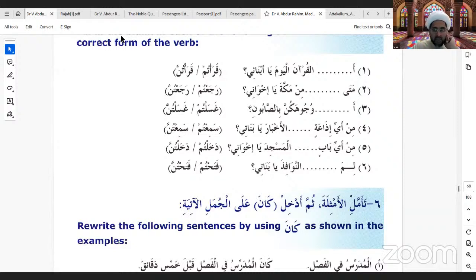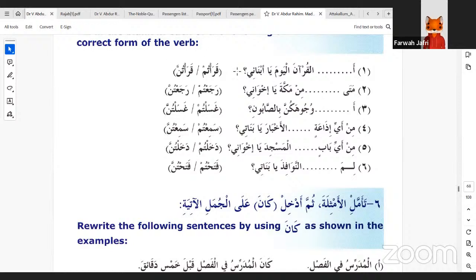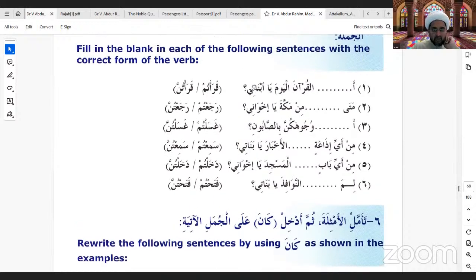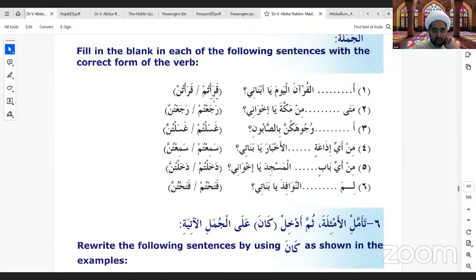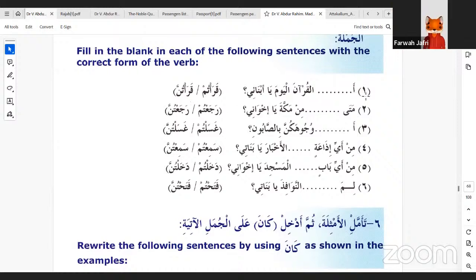So I'm going to ask Sister Farwa Jafri. Assalamu alaikum rahmatullah, Sister Farwa. Wa alaikum assalam. How are you? Alhamdulillah. Bismillah, come and start this. So you have to use either qara'tum or qara'tunna. Start from question number 1. Bismillah. Sure.